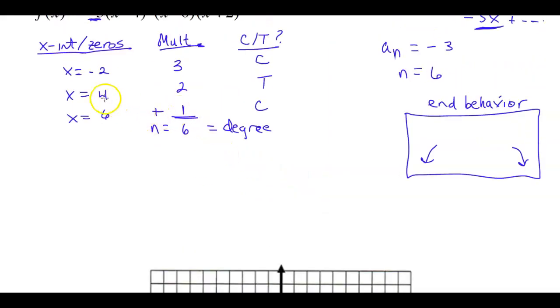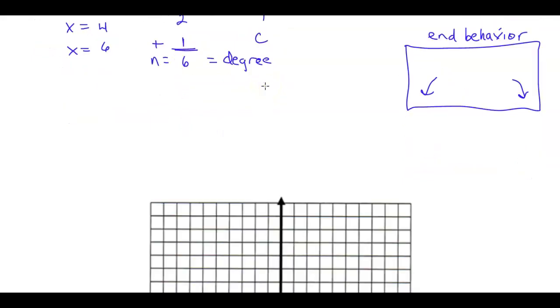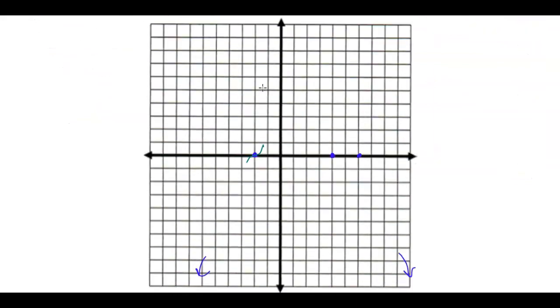If I go back and look at x equals 4, the multiplicity is even, hence it's going to bounce off of the x-axis, or be tangent to it, okay? So here at this point, my graph is here, and I've got to come from up here back down and essentially bounce off of the x-axis here. Whatever goes on here, I don't know, but I know that it's got to go up, then come down, and then eventually bounce off the x-axis here at x equals 4, okay?